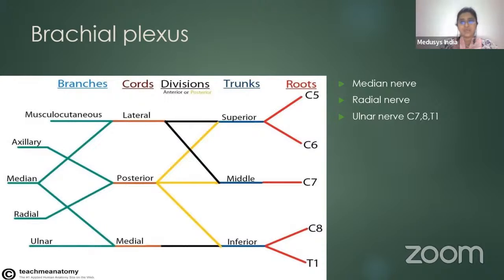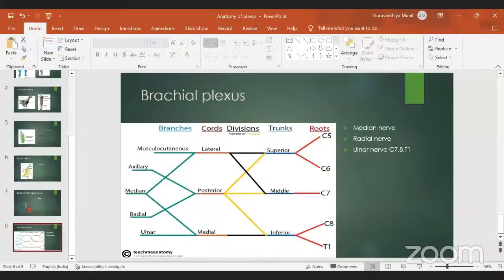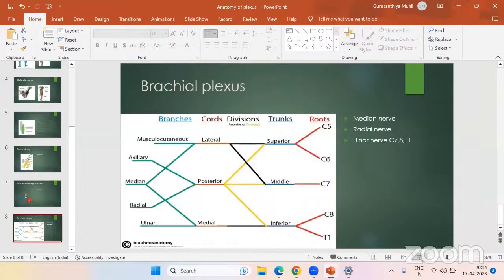Anyone from anatomy? It's not like whoever, just come on and then talk. So the branches from the lateral cord: the lateral cord gives off the lateral pectoral nerve, musculocutaneous nerve, and the lateral branch of the median nerve. Then the medial cord gives the medial pectoral nerve, medial branch of the median nerve, medial cutaneous nerve of the arm and forearm, and the ulnar nerve. Then the posterior cord gives off the upper subscapular, lower subscapular, nerve to subclavius, then axillary nerve and the radial nerve.